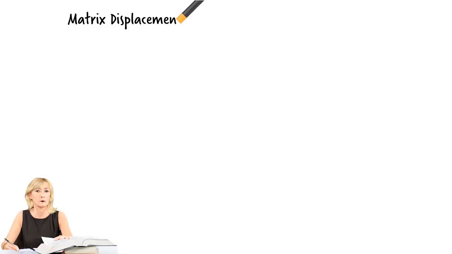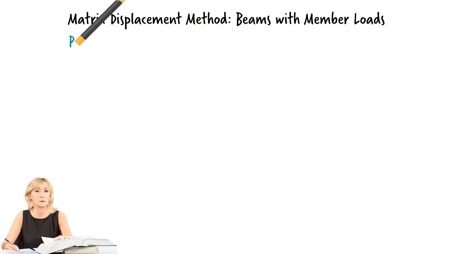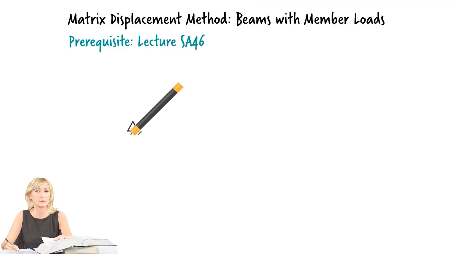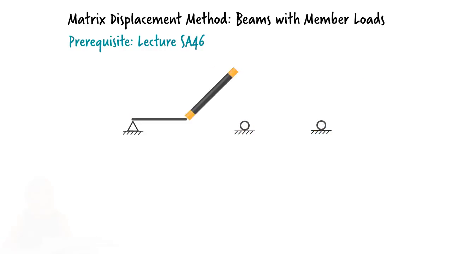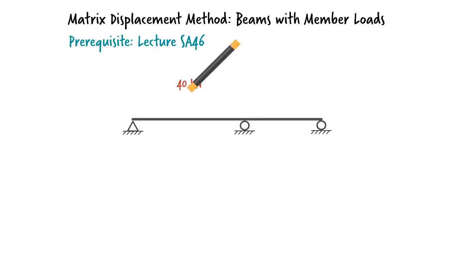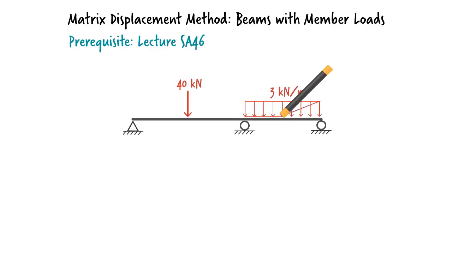This is a continuation of Lecture SA46. In the previous lecture, we looked into how the matrix displacement method can be used to analyze indeterminate beams subjected to joint loads only. Here, I am going to expound further on how the formulation can be used to analyze beams subjected to member loads as well as joint loads.